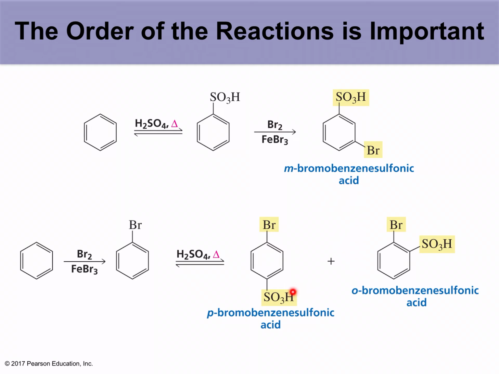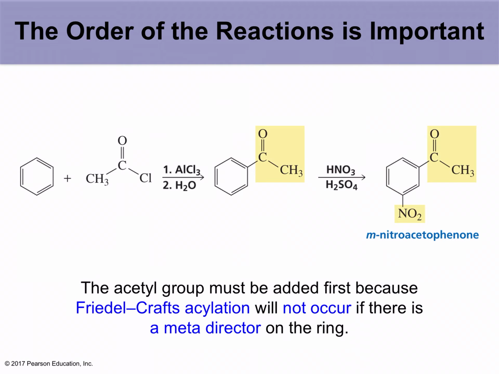Okay, and then if you do want to make a para-bromobenzenesulfonic acid, then you have to reverse the order. You first do the bromination. Bromine is ortho-para. So then you do the sulfonation. You can have the mixture of products, para product as well as ortho product. The order of the reactions is important.